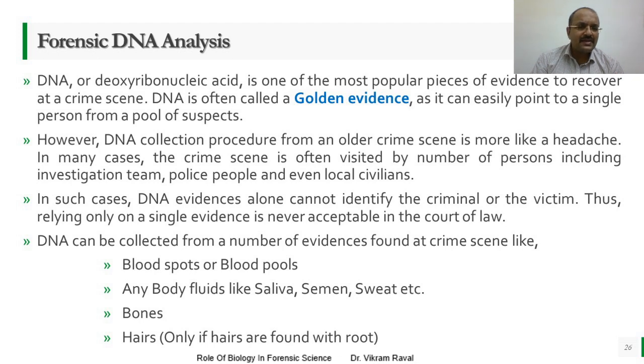In many cases, the crime scene is visited by a number of persons, including the actual investigation team, the police party, as well as certain local civilians in and around that region who were the first to sight the scene or the dead body at that particular site. In such cases, DNA evidence alone cannot identify the criminal or the victim. Thus, relying on a single piece of evidence is never acceptable to the court of law. There should be more than one piece of evidence that can prove that a particular suspect actually committed the crime. DNA can be collected from a number of evidences found at a crime scene. It may be blood spots or even an entire pool of blood.